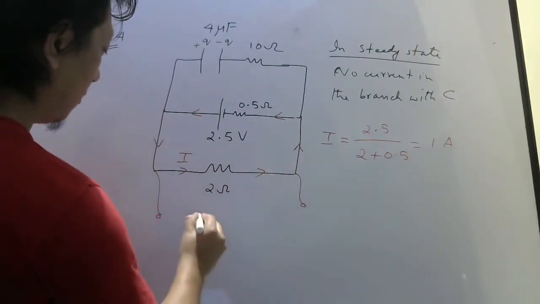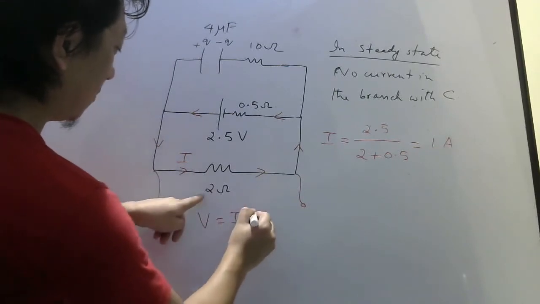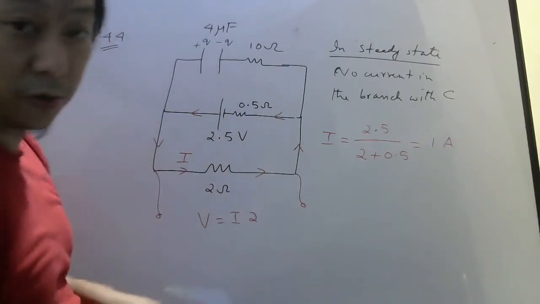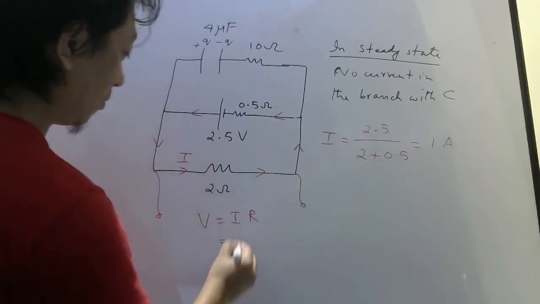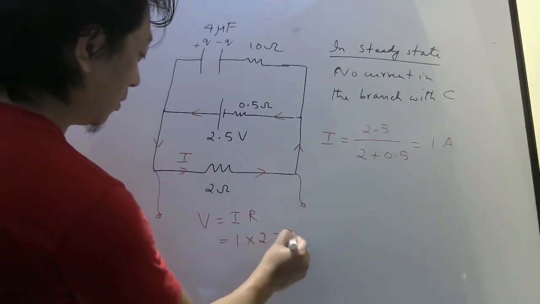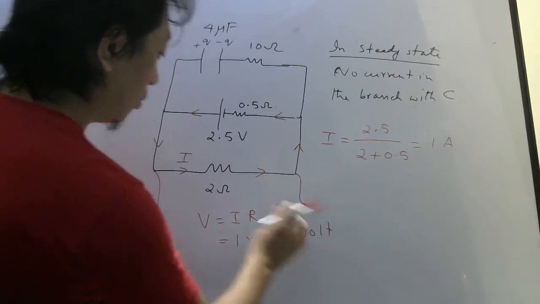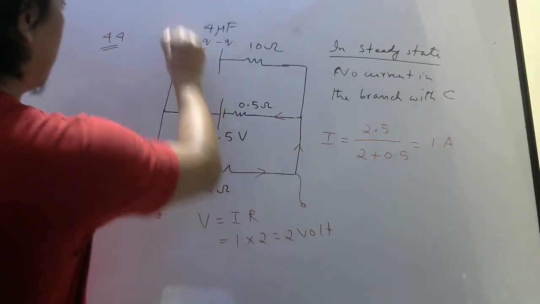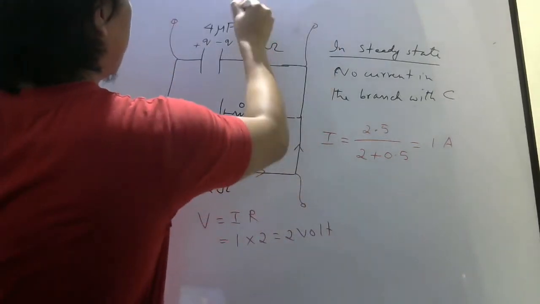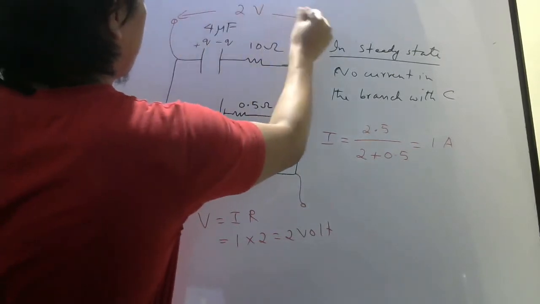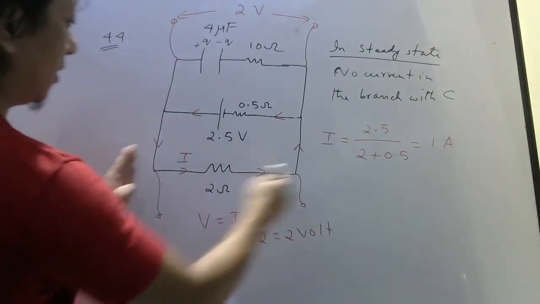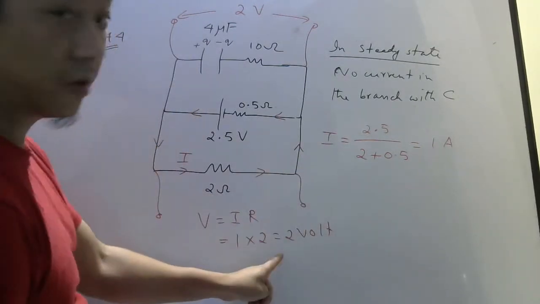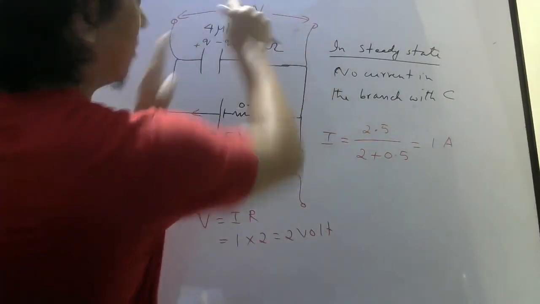So voltage here will be I into this 2 ohm, according to Ohm's law, I into R. So current is 1, R is 2, so 2 volt. So we know voltage here is 2 volt. That means voltage here also should be 2 volt, because these points are the same common point and these points are a common point. So here potential difference is 2 volt, so here also potential difference is 2 volt.